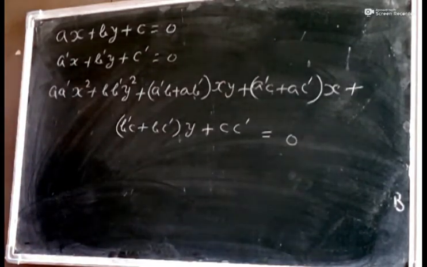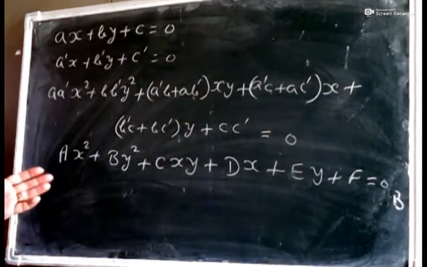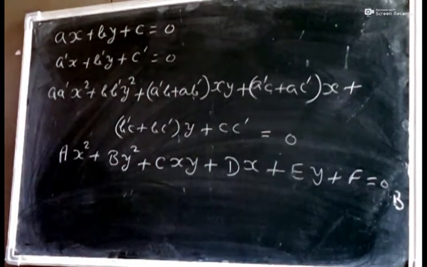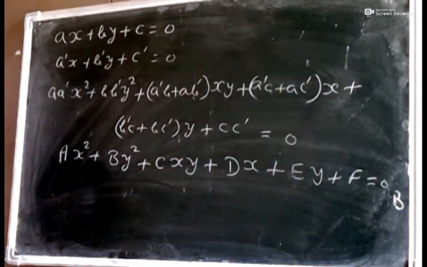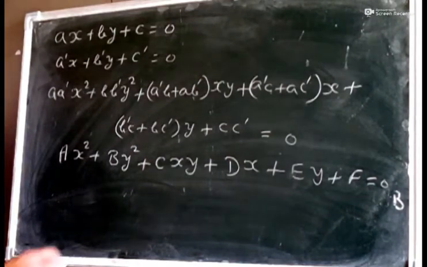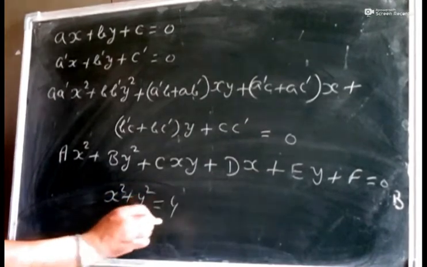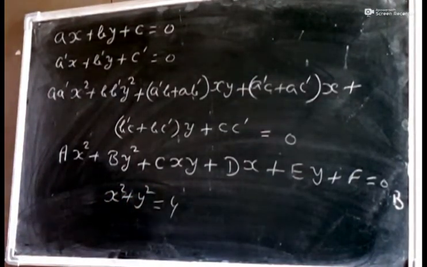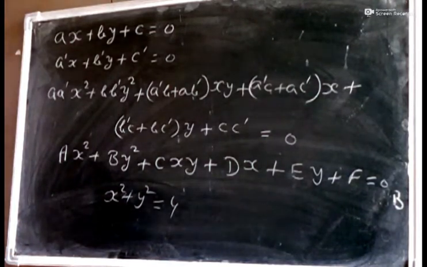Now the question arises, if we have a general equation of degree 2, when does this second degree equation represent a pair of straight lines? We already know that in general it is not true that any second degree equation represents a straight line. For example, we know x square plus y square equal to 4. This is a second degree equation in x and y, but it represents a circle. It doesn't represent a pair of straight lines.